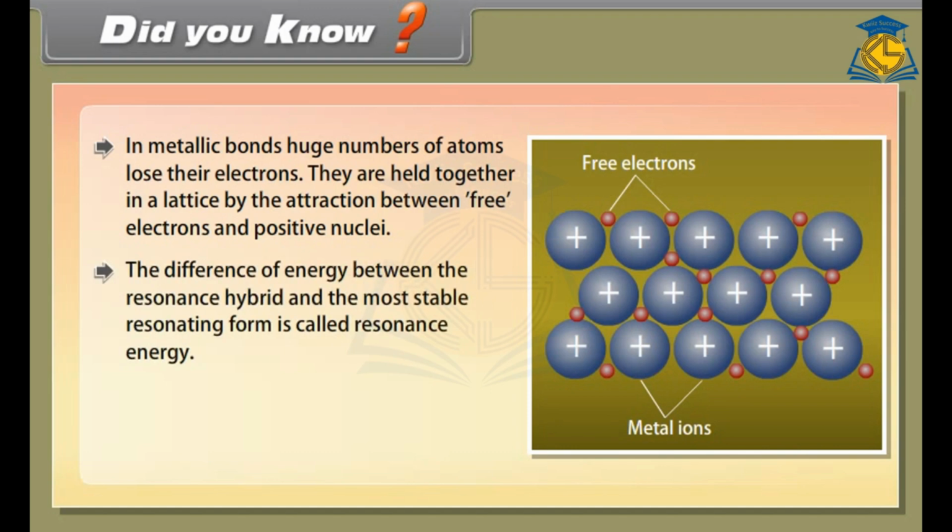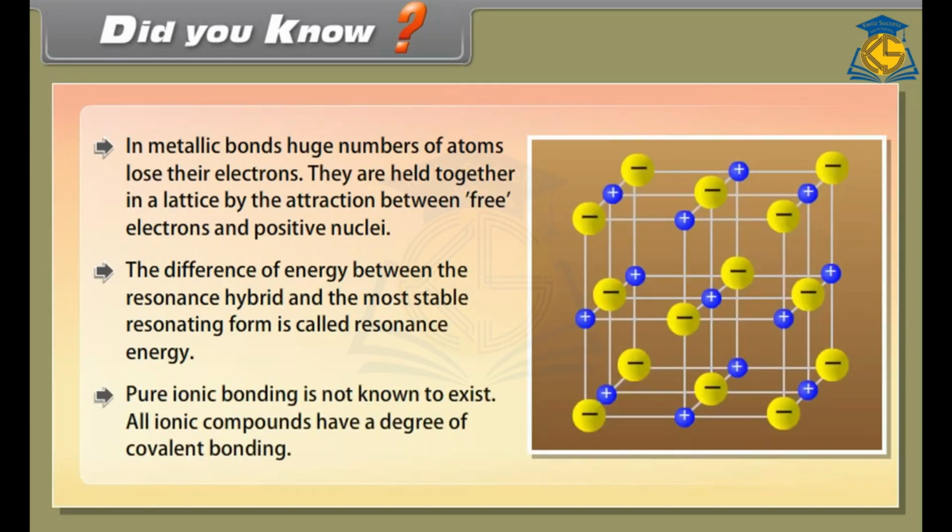The difference of energy between the resonance hybrid and the most stable resonating form is called resonance energy. Pure ionic bonding is not known to exist. All ionic compounds have a degree of covalent bonding.